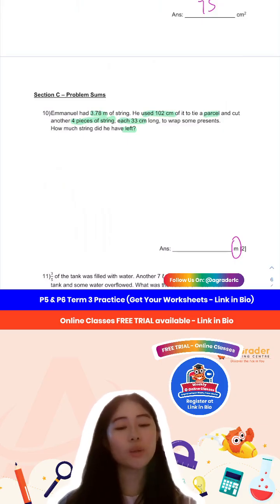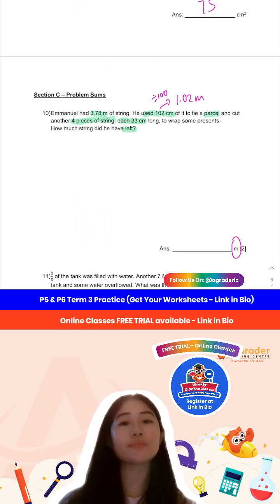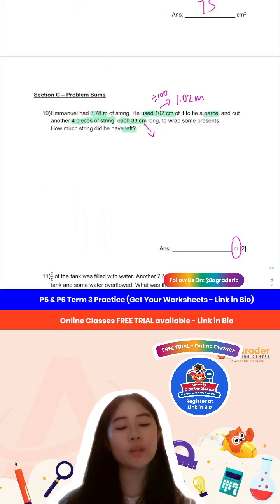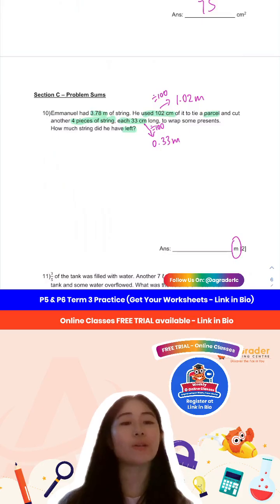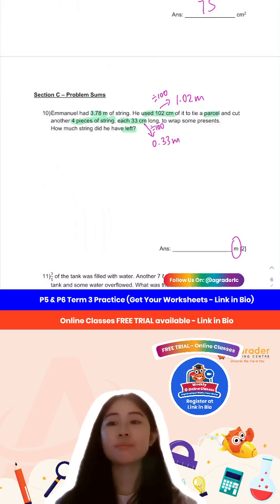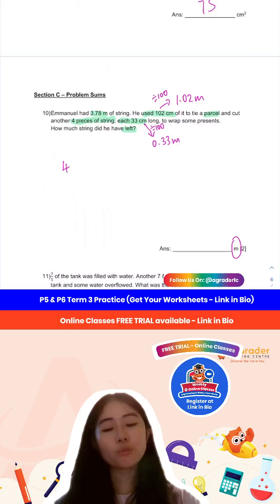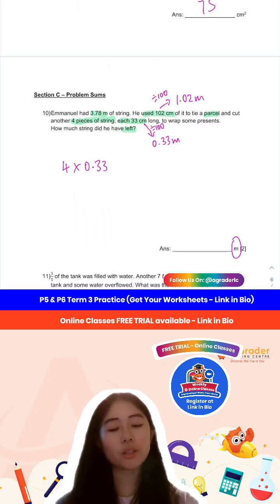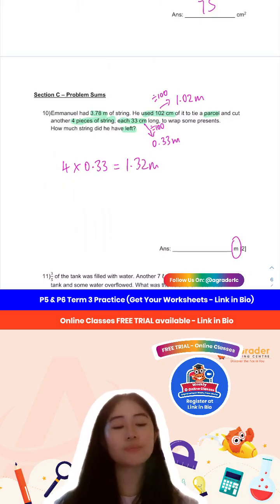So what I would do is I would change this 102 cm. You divide by 100, then it becomes 1.02 meters. And then the 33 cm, same thing, you also divide by 100, you get 0.33 meters. So you change them all to the same units first, then you calculate. Okay, so I'm going to use 4 times 0.33 since he has 4 pieces of the 33 centimeter string. So that will give you 1.32 meters.